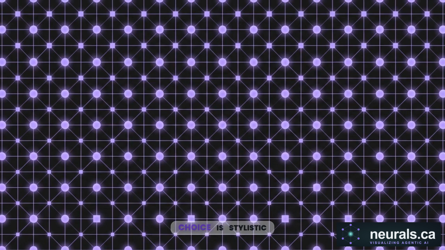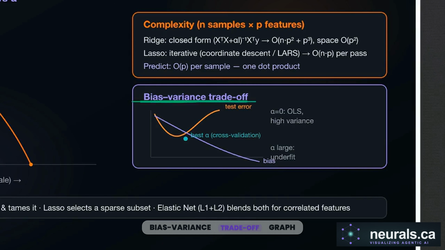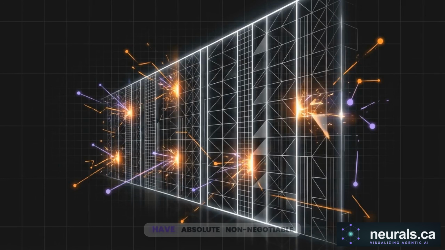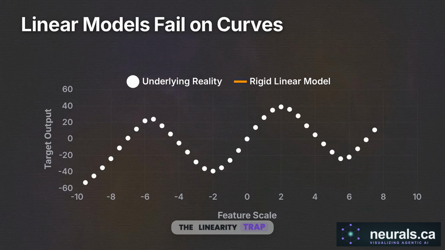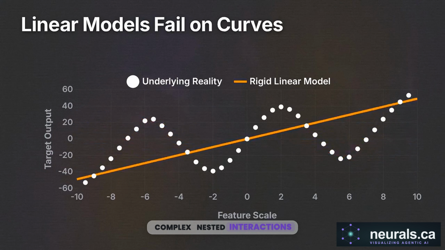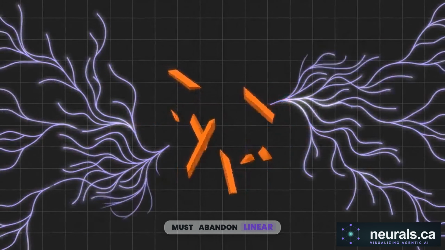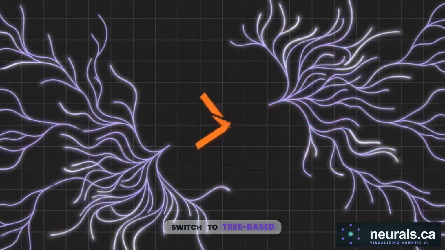The operational choice is stylistic. Ridge provides stable, closed-form mathematical grace, preserving the entire dataset. Lasso acts as a ruthless editor, performing automatic feature selection for a sparse, easily readable model. But these algorithms have absolute, non-negotiable limitations. First is the linearity trap. If your underlying data curves severely or relies on complex nested interactions, no amount of regularization will save the model. You must abandon linear mathematics entirely and switch to tree-based algorithms.